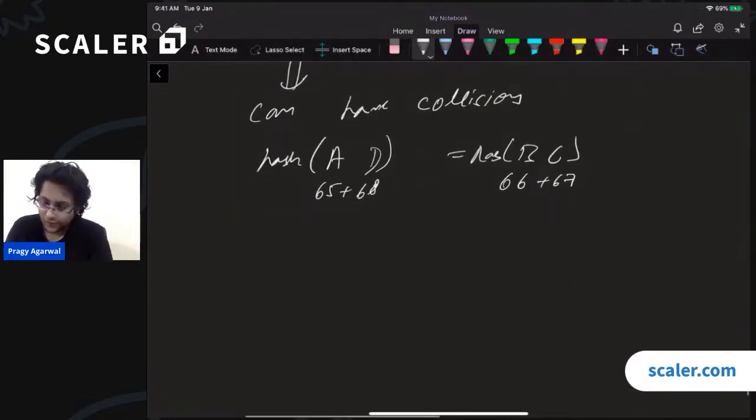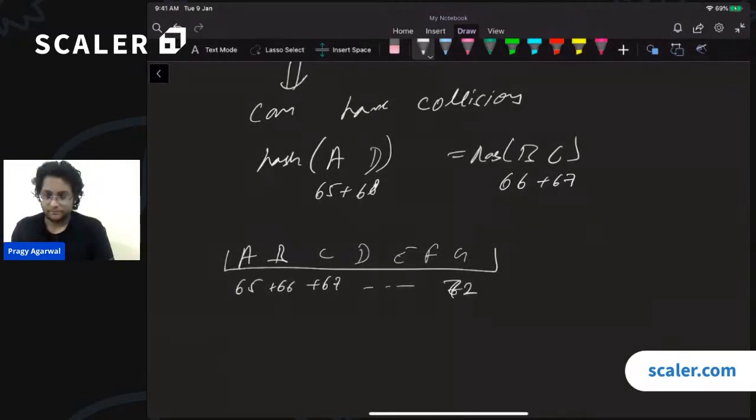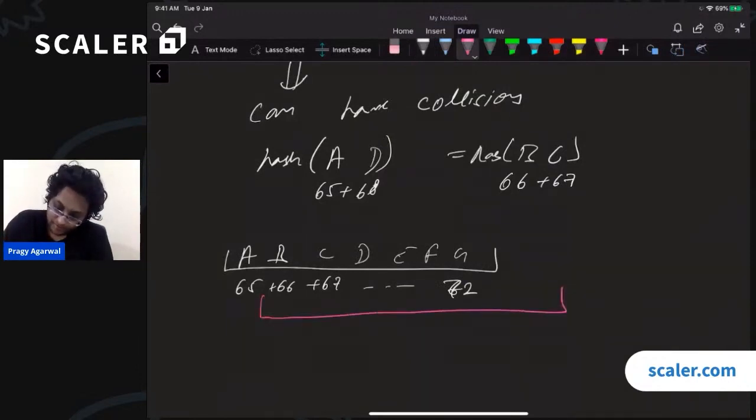However, this is a rolling hash function. So suppose that I have this string, let me call it A, B, C, D, E, F, G. I have the sum of these, so I have 65 plus 66 plus 67 all the way till some value, let us say 72. Now if I want to calculate the hash of this next chunk, starting from B, should I start adding once again from B? I need not do that.